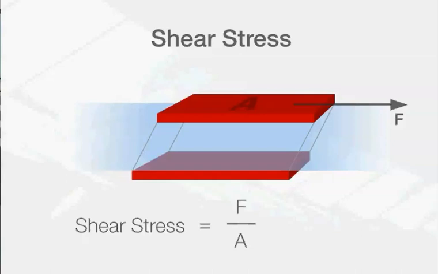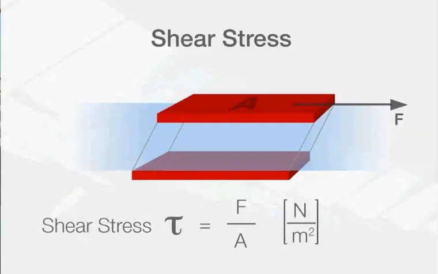We need to know the force that is applied to the upper lid, and we need to divide that by the area of this upper lid. Force is measured in Newton. The area is measured in square meters. Our shear stress, which is given the variable tau, is force divided by area. This calculation gives us the unit Newton per square meter, which is called Pascal.